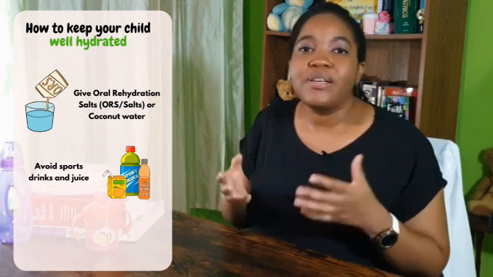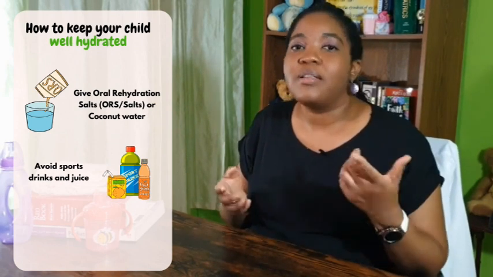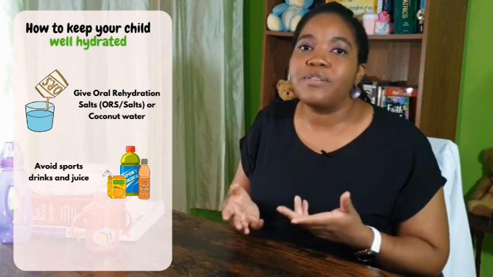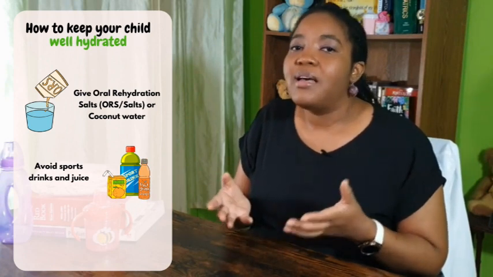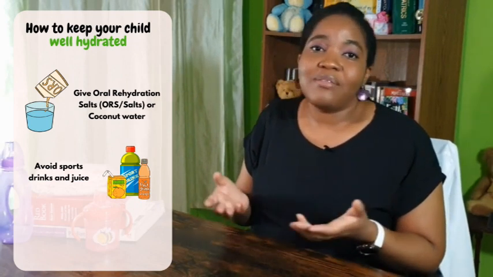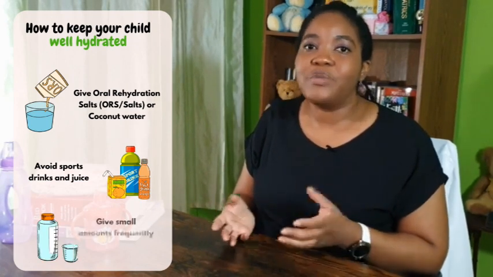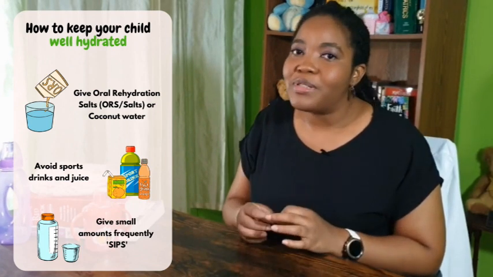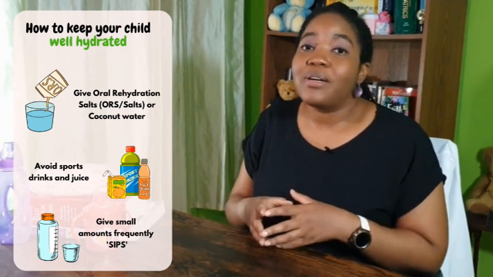And that's because juice and sports drinks have a lot of sugar, and that can actually make the diarrhea worse. So for the fluids that you can use, the ORS, the coconut water, and even water if you don't have those things on hand, there's a special way that we want you to give it as well, because how you give it can actually make the vomiting worse, and we don't want that. So we need you to give a small amount, but very frequently. Give what we call sips.